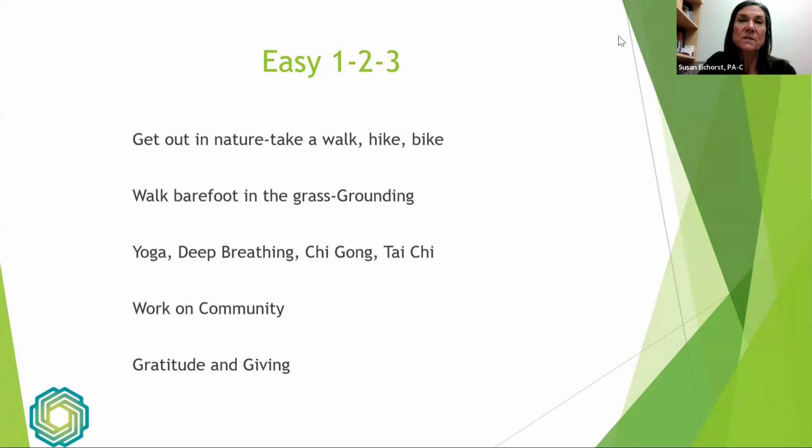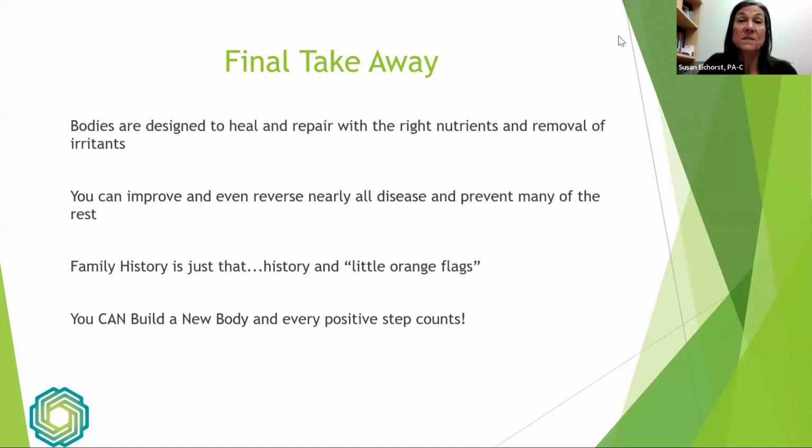The blue zones live so long because of their community, not just what they're doing. Gratitude, giving, all of these things are what make us a better human, but also lower our inflammatory markers and make us healthier. Our bodies are designed to heal. They just want to repair. If we give them the right nutrients and remove irritants, you can reverse nearly all disease and prevent most of the rest. Family history is just that.